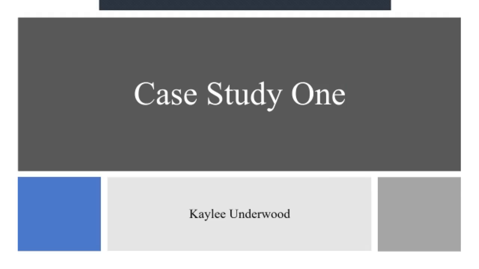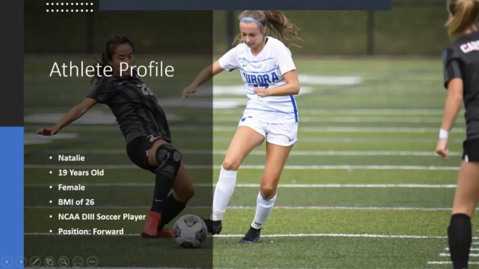Case study number 1, and I am Kaylee Underwood. So our athlete's profile. Natalie is 19 years old. She's a female. She has a BMI of 26. She's an NCAA Division III soccer player, and her position is a forward.